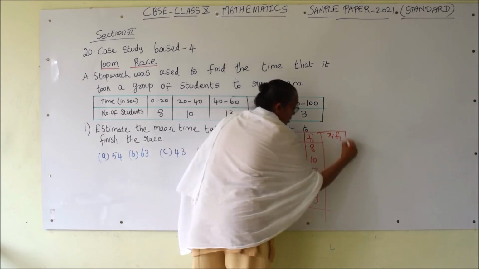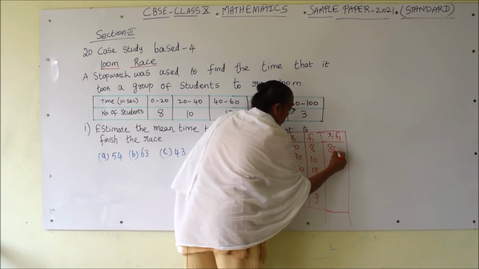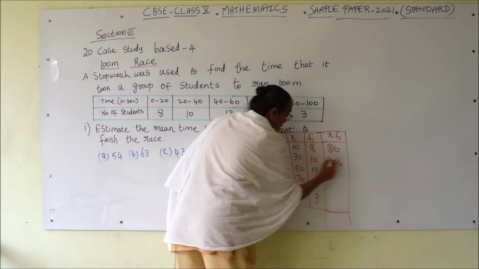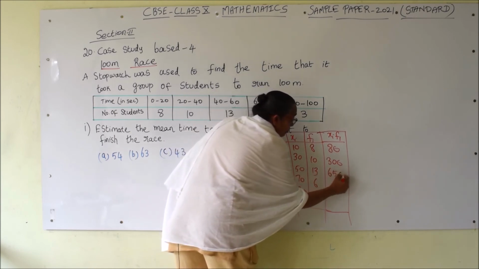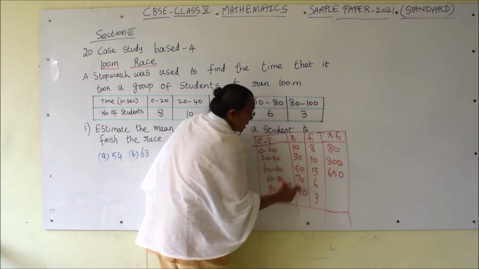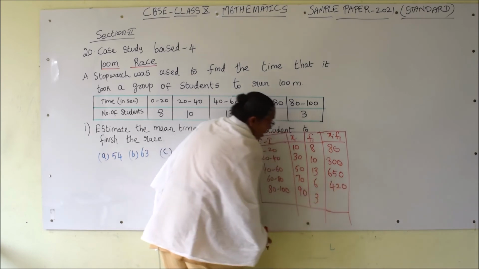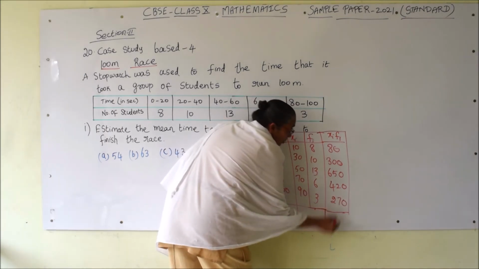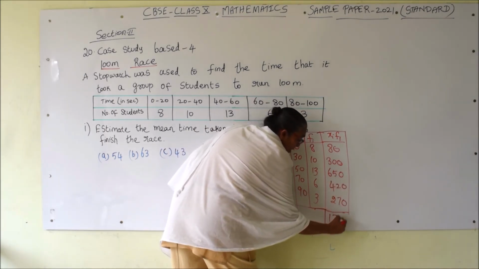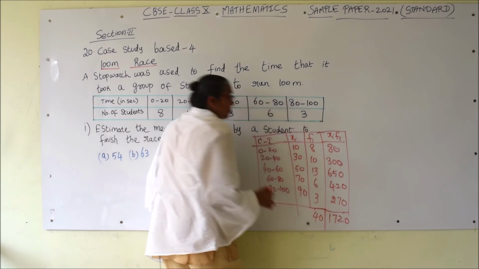So, we will get 80, 300, 13 fives are 65, so 650, here 0 is there, 7 sixes are 42, so 420, and 9 threes are 27, 270. So, the total is 1720 and sigma fi value is 40.